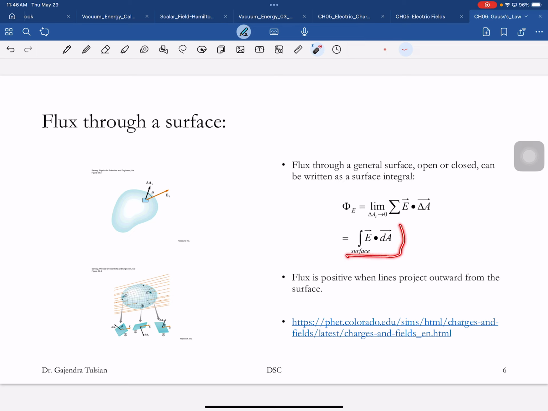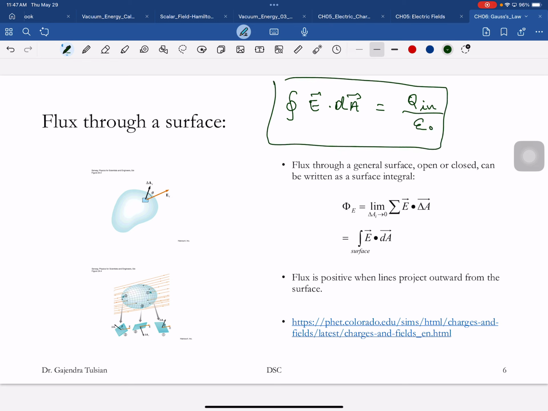What Gauss tells us is this: for an enclosed surface, the surface integral of E dot dA is equal to the total charge inside divided by epsilon. And that's Gauss's law.